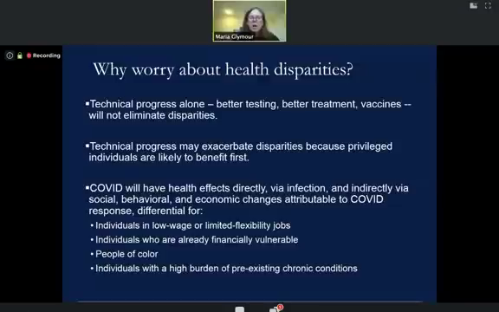COVID-19, we are already seeing, will have health effects directly via infection, but also indirectly via social, behavioral, and economic changes attributable to the COVID response. These consequences are likely to be differential for many groups, including individuals in low-wage or limited flexibility jobs, people who cannot avoid exposure during their work and cannot afford to not work, individuals who are already financially vulnerable, people of color because of the history of segregation and geographic patterns, as well as experiences of racism, and individuals with high burden of pre-existing chronic conditions. All of these groups are likely to be differentially affected. Next slide.